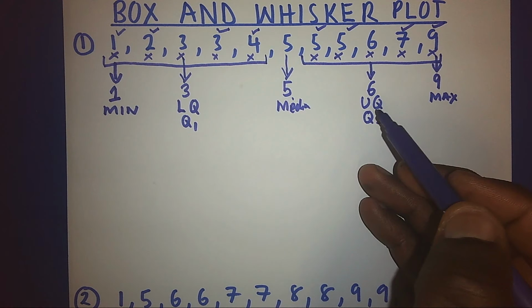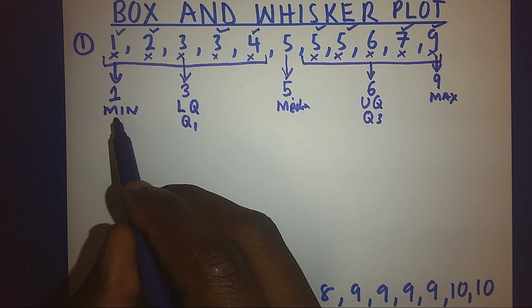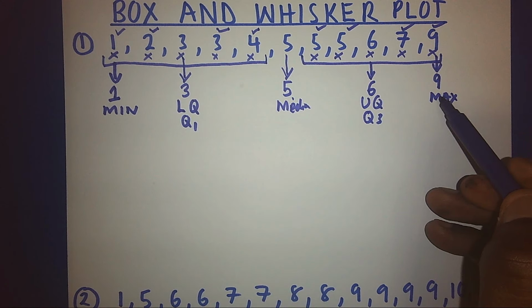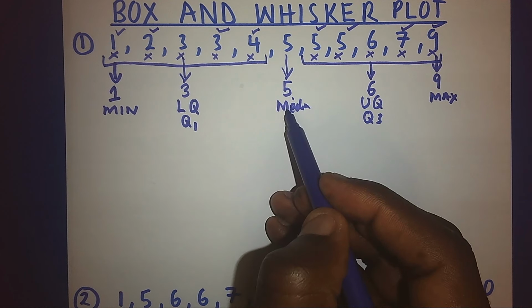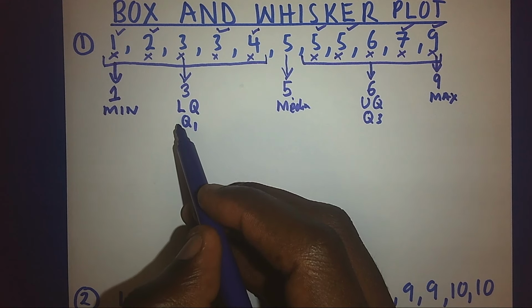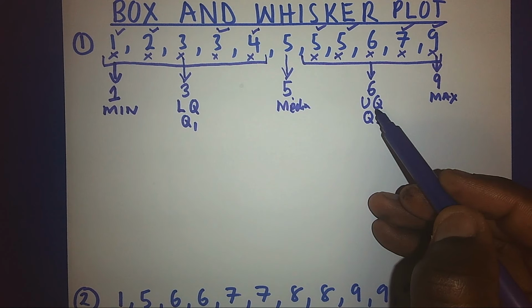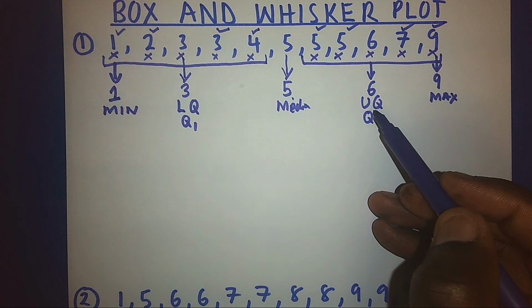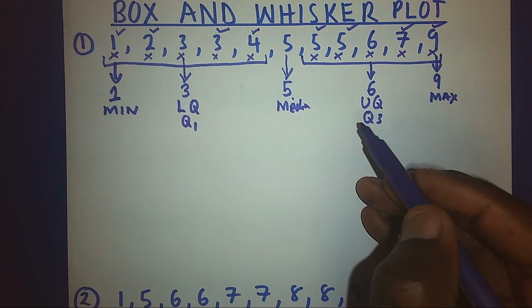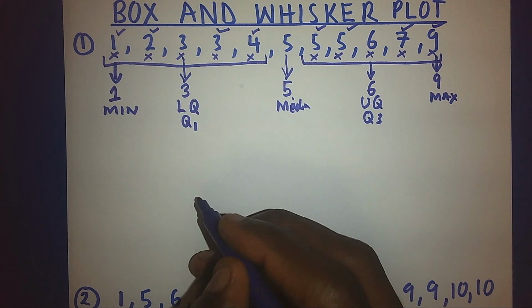Remember, my minimum value is 1. My maximum value is 9. My median is 5. My lower quartile is 3. And my upper quartile is 6. So, after getting my 5 items, you can simply go to your grid paper.